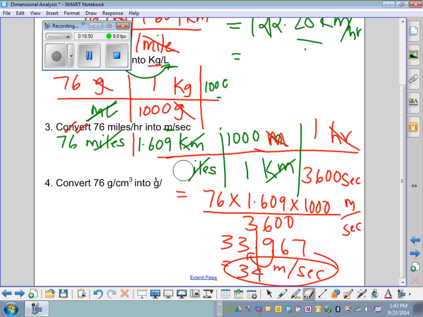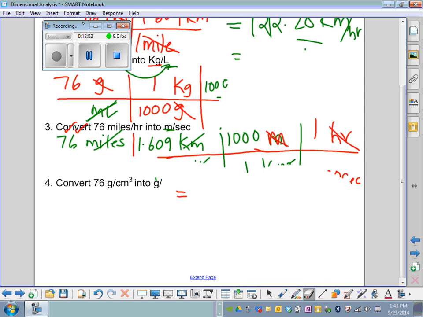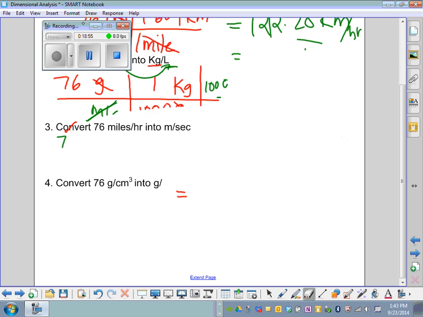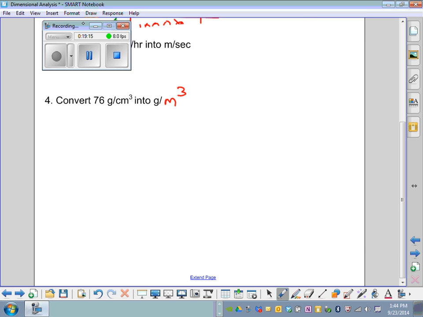Okay? Let's do the last and final problem. I'm going to erase all this. Is that clear? Okay? Okay, I'm just going to erase this and let's go to the next problem. This has to be meter cube. Alright, write that 76 grams per centimeter cube into grams per meter cube. Write that out. Okay?